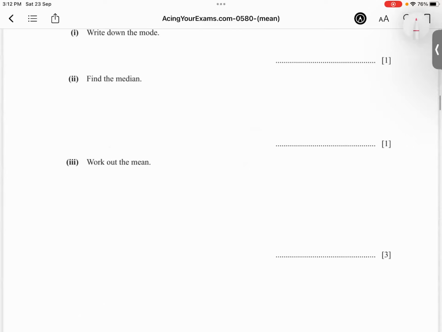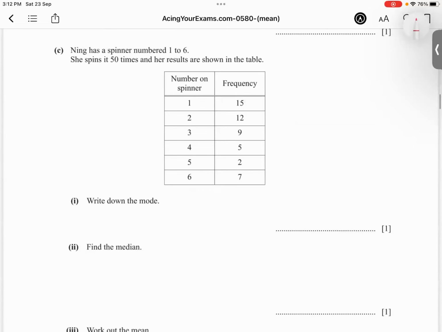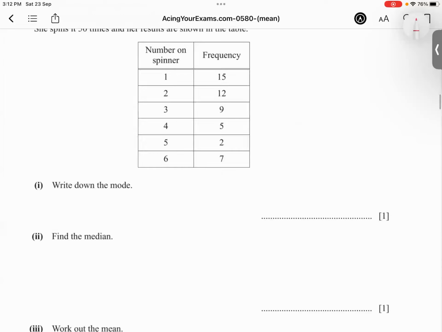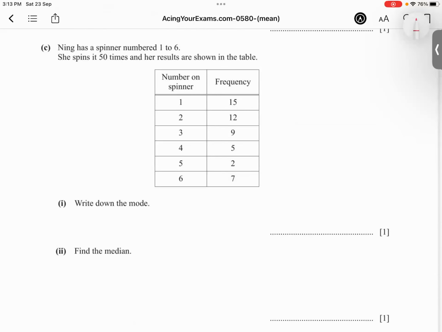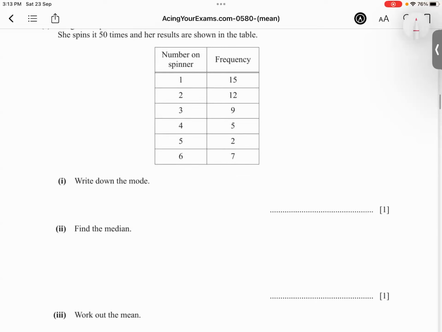We do have this sort of question again. So I think it will help you a lot. They say that Ning has a spinner 1 to 6. She spins it 50 times and her results are shown in the table. Write down the mode, median, and work out the mean.